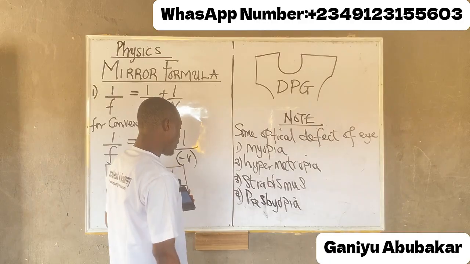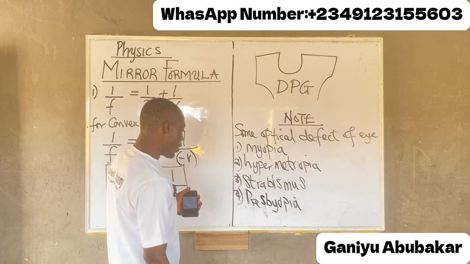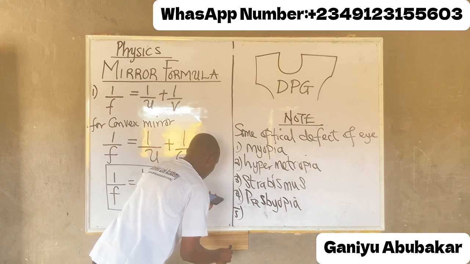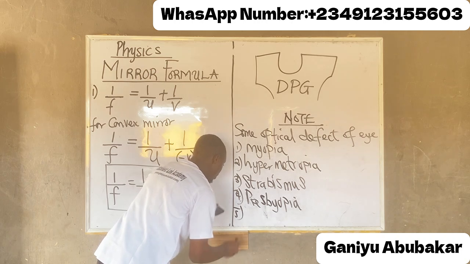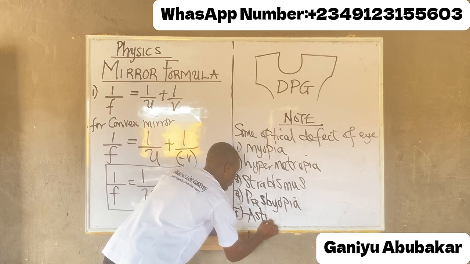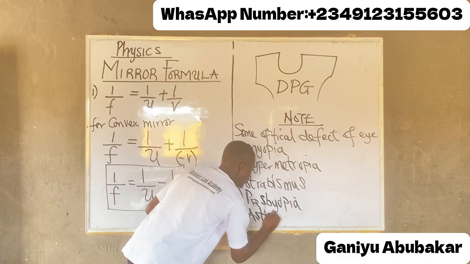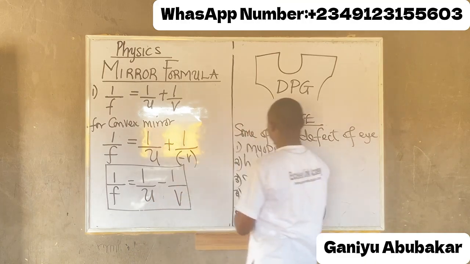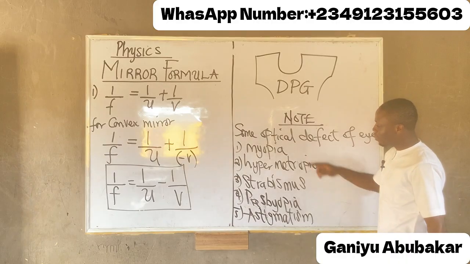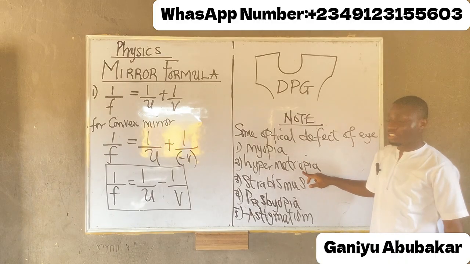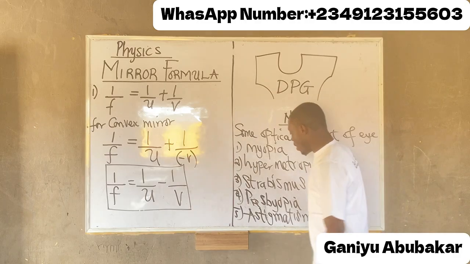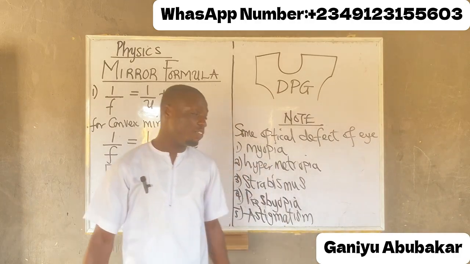We have presbyopia, and number five, astigmatism. So these are optical defects of the eye. I've explained these two. So do your research on these other two, give me a definition, and leave your answer in the comment section of this video, please.